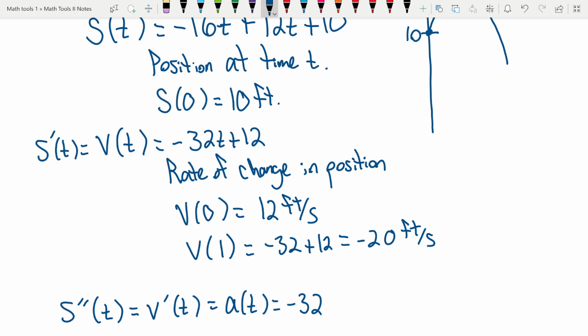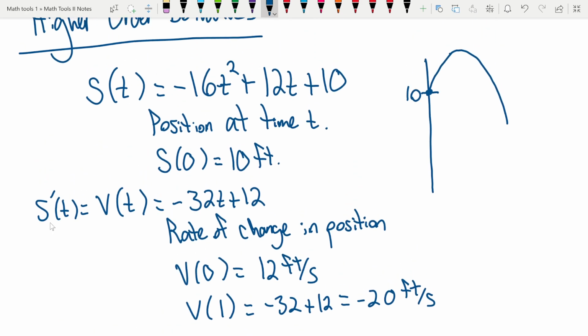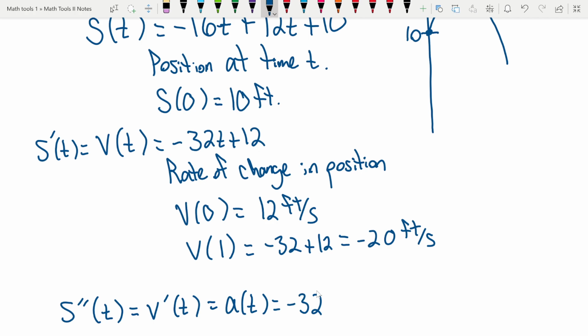So negative 32. If you look at a lot of these vertical motion problems, where you're imagining an upside down parabola as you throw something out a window, you're often going to see this negative 16 in here. And that's not an accident. That's specifically because when you take the acceleration, you get negative 32, and that is the acceleration due to gravity.